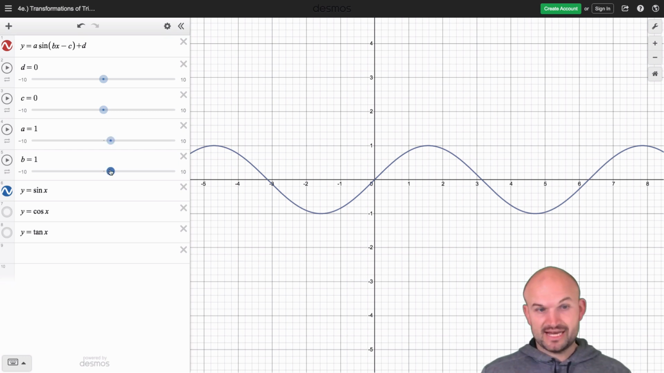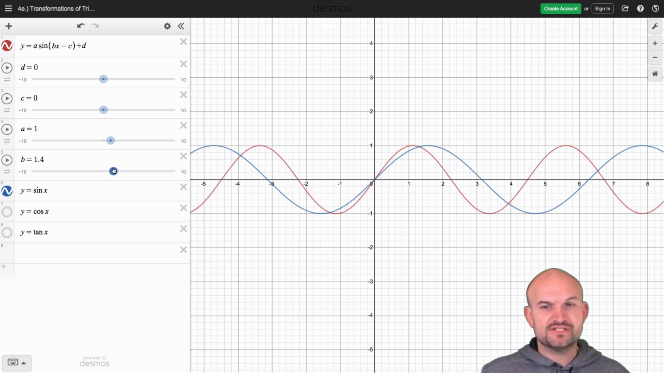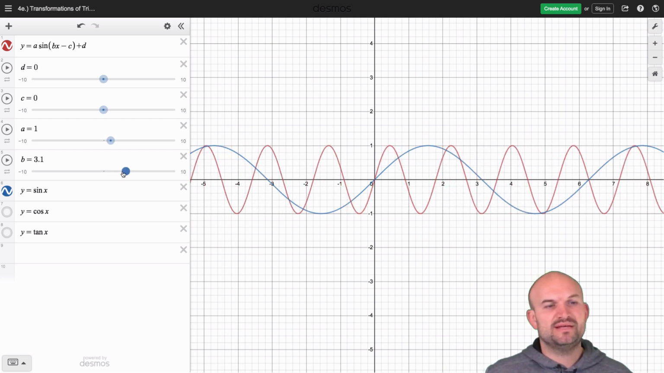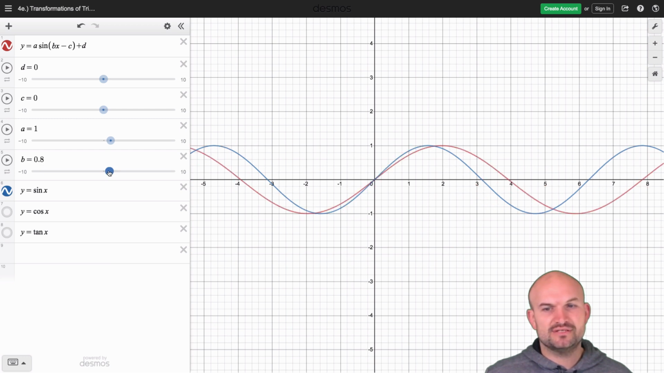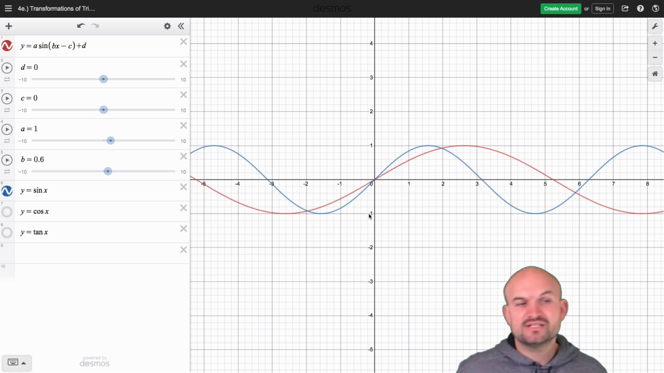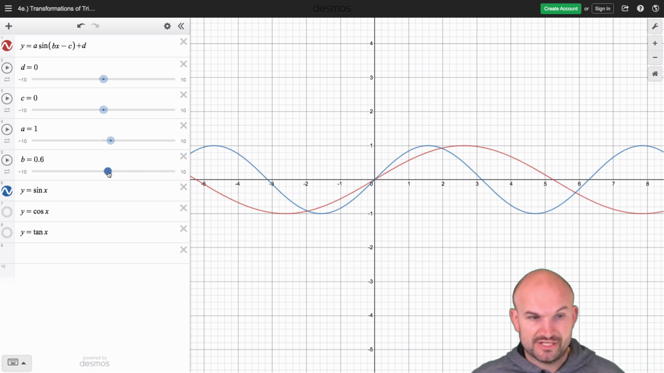Okay, when we're looking at B here, remember b is going to be inside your function, right? So when b is larger than 1, what's that doing? That's compressing the graph, right? See that the distance it takes the graph to repeat itself, see how that's being compressed, right? And then when b is less than 1, you can see how that's a stretch. Now, either way, if I'm compressing or stretching, notice how the distance it takes the graph to repeat itself is changing, as well as the zeros, the x-intercepts, okay?